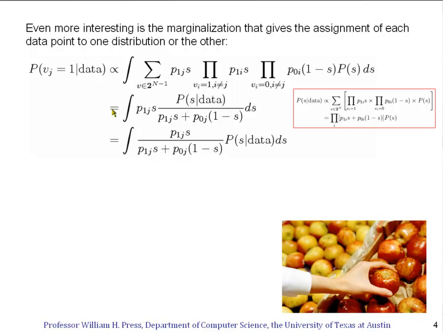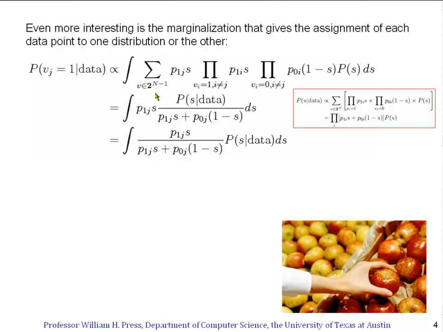Here's an even more interesting marginalization. That's the one that gives the assignment of each event to one distribution or the other. So let's work through that. Suppose I'm interested in event j, and I want to know the probability that event j is drawn from distribution 1 given the data. So now what I want to marginalize over is S, the mixture parameter. So here's an integral, and then here down at this end is a p of s ds, and that's the marginalization. And then I also want to marginalize over all the components of v, the assignment vector, that I'm not interested in. I'm only interested in j.